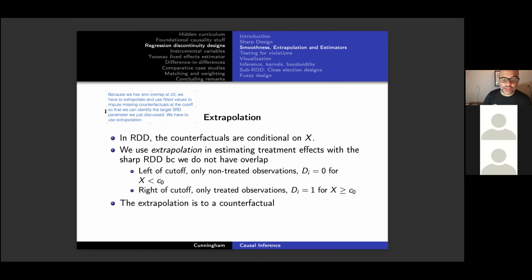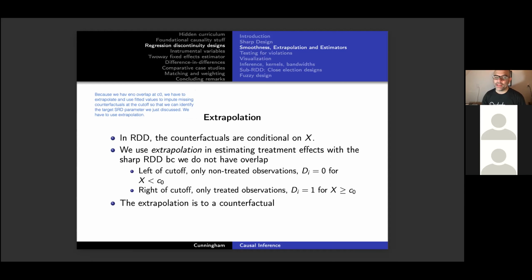A lot of estimators don't use extrapolation. Difference in differences doesn't use extrapolation. Matching doesn't always use extrapolation; sometimes it does, sometimes it doesn't. So not everything is extrapolation based, at least not explicitly, but this is explicitly extrapolation based, with a bit of an imputation kind of framework. In RDD, the counterfactuals are conditional on X. So we're going to use extrapolation to estimate treatment effects with the sharp RD because we don't have overlap.